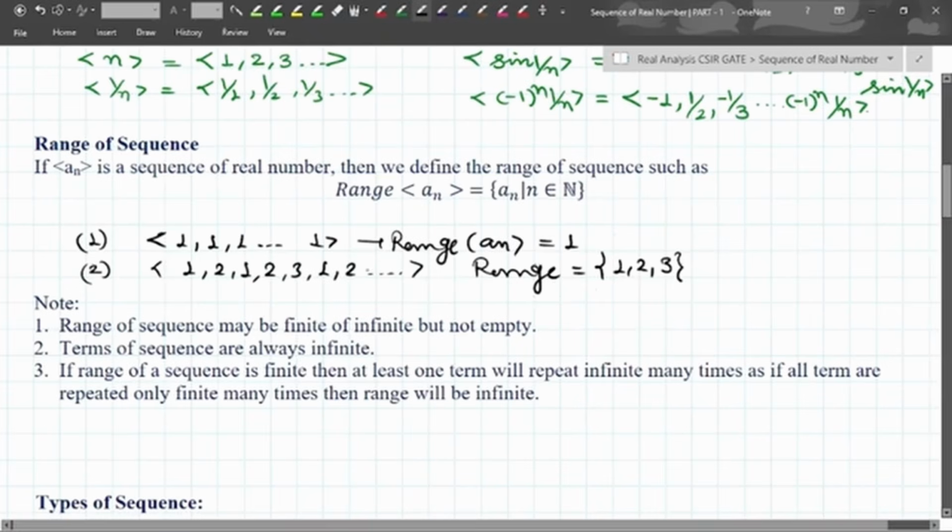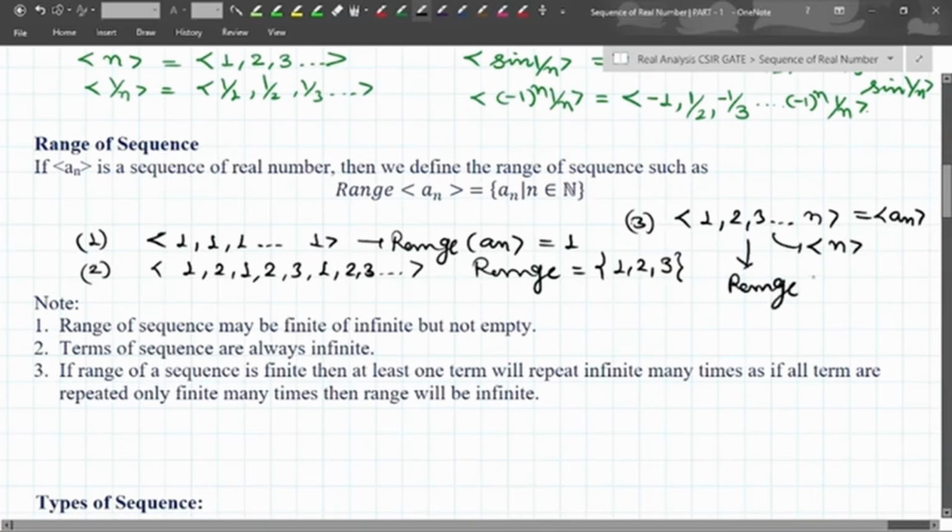Similarly, if I take one example like this, 1, 2, 3 up to n, what is this? This is the sequence an, and it is denoted like this. We can define it like this. Now what is the range in this case? In this case, the range is nothing but the natural numbers. So the whole set of natural numbers is going to be the range of this particular sequence. Okay, this is all about the examples of ranges.